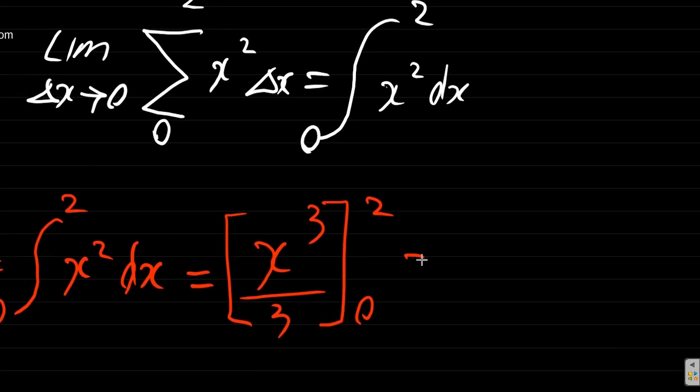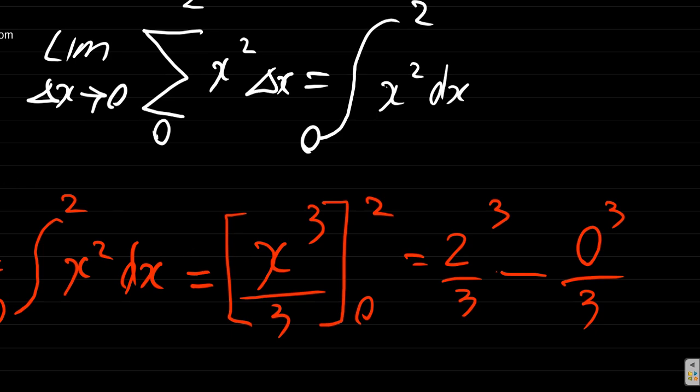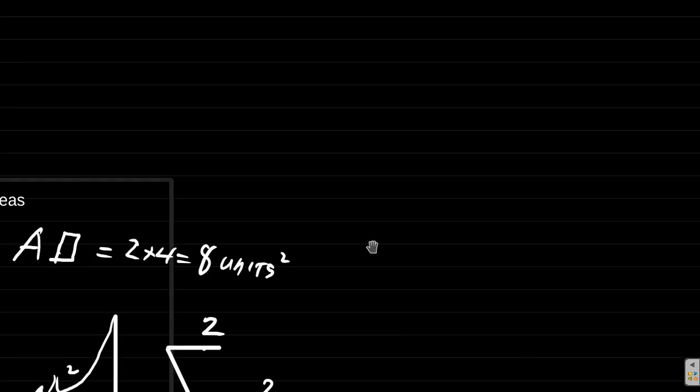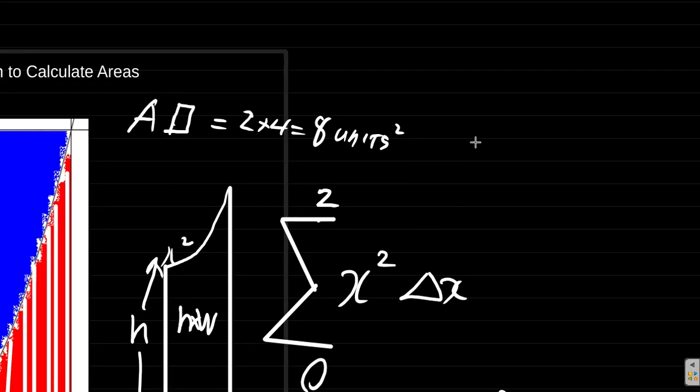Now, this would be 2 to the power of 3 divided by 3. When you substitute the upper boundary for x minus the lower boundary now, 0 to the power of 3 divided by 3. So, this would be 8 thirds. So the area of the red part is 8 thirds. So let's say the area of this part is equal to 8 thirds.